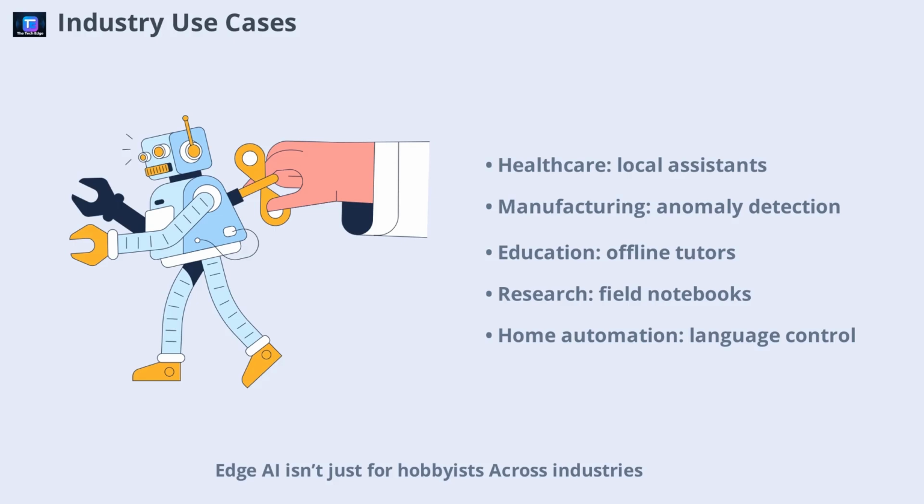Across industries, local LLMs are making a real impact. In healthcare, assistants can summarize patient notes without leaving the clinic network. In manufacturing, on-site anomaly detectors explain sensor events. In education, classroom tutors generate quizzes from local content, fully offline. Researchers use Edge notebooks to interpret experimental results in the field. And in home automation, language-based control of devices is now possible through platforms like Home Assistant or N8N. The common thread? Language as the interface, locality as the constraint, and privacy as the guiding principle.